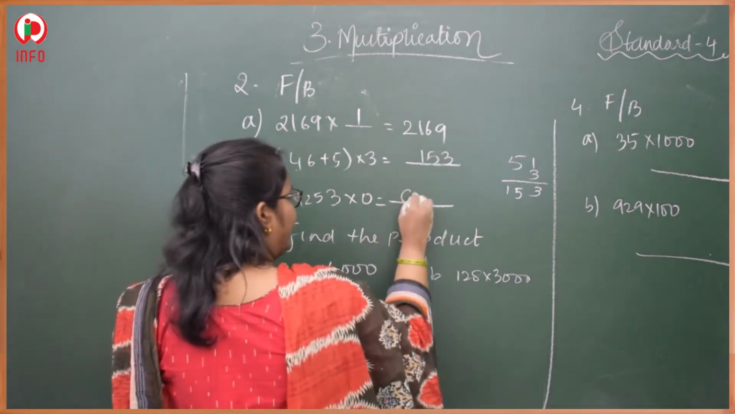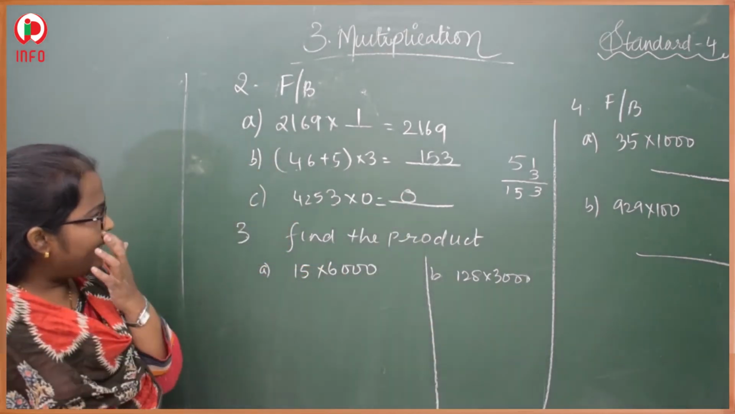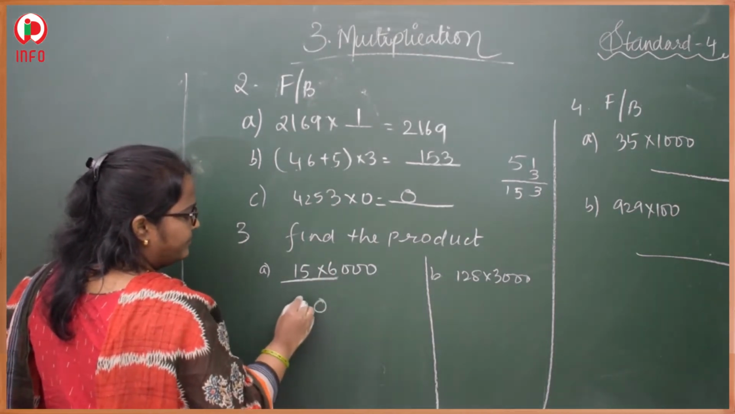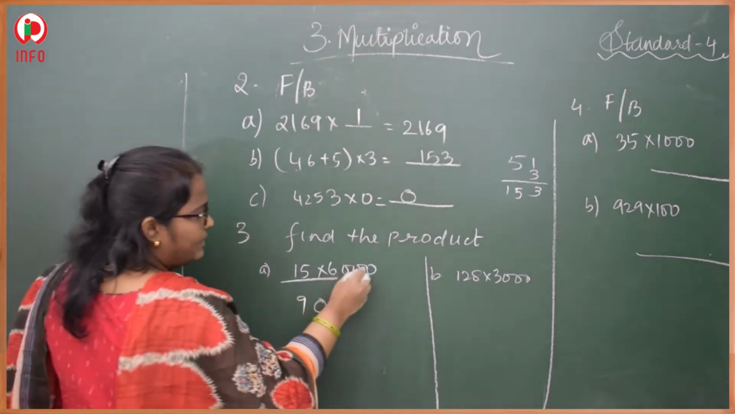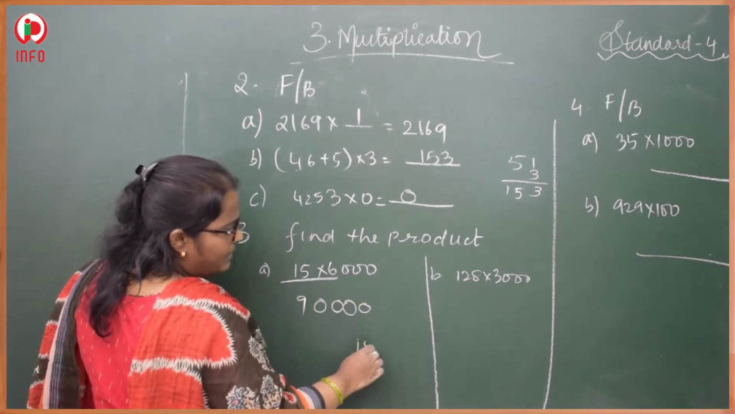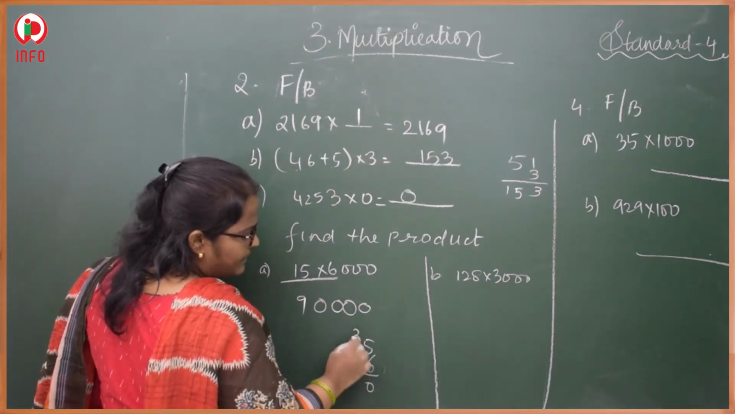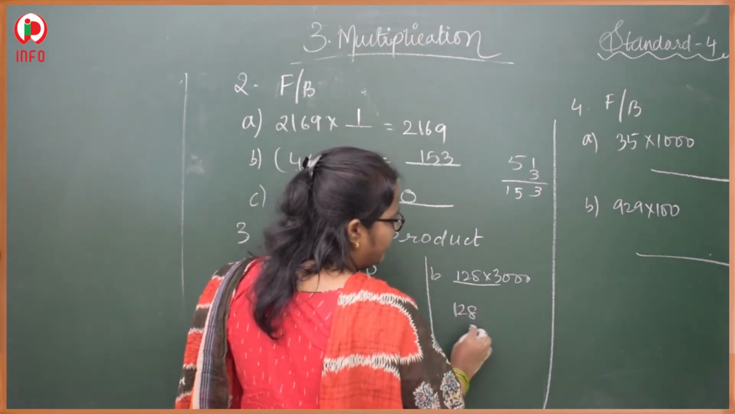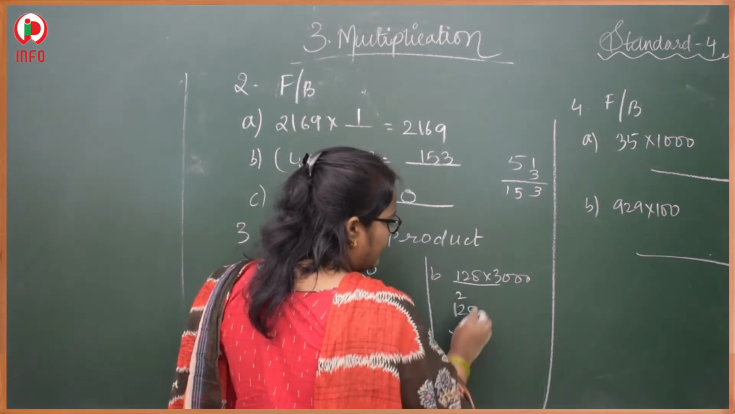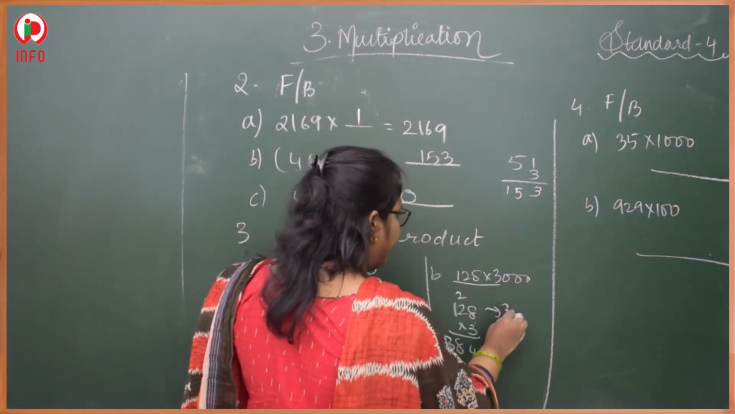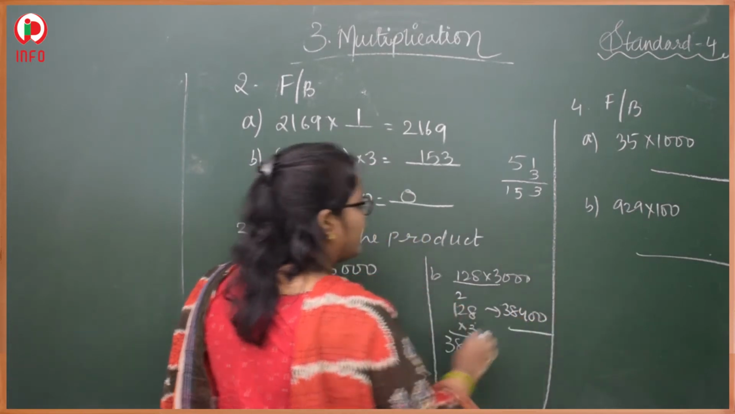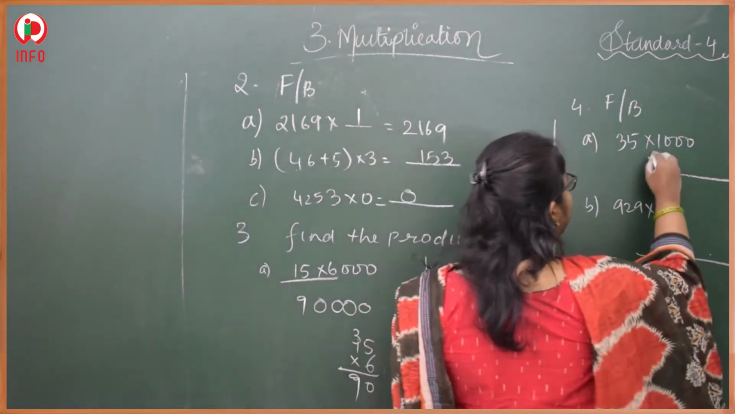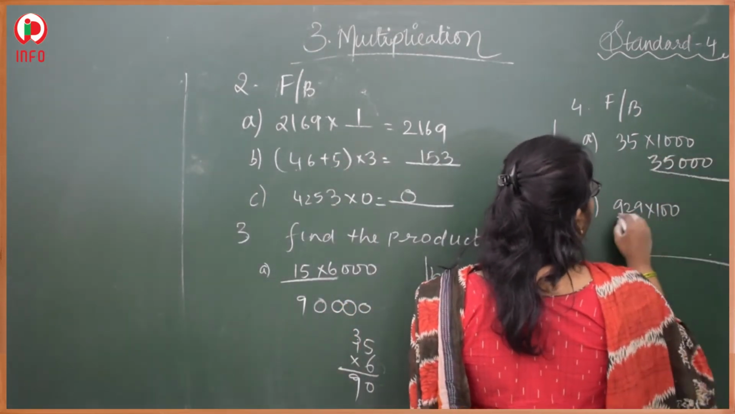Into 0. Okay. Next, find the product. I'll multiply only this. 90. So what are the remaining? 1, 2, 3. So you can multiply here. 7, 8, 9, 90. Here also the same. Multiply. 24. So 384. 0, 0. Next, fill in the blanks. 35 into 1000. 35000.